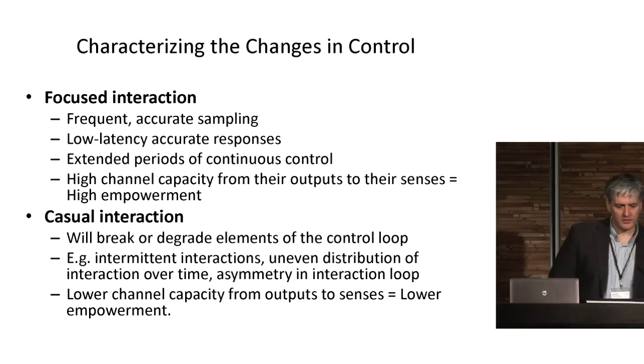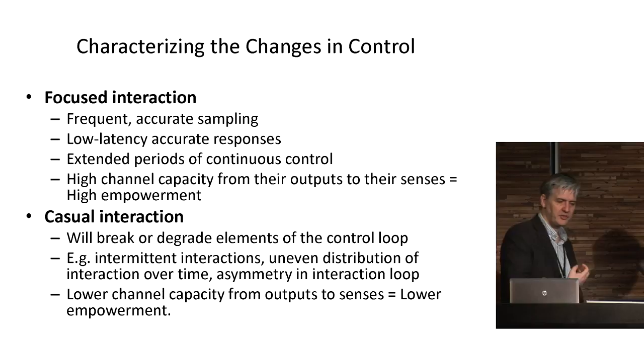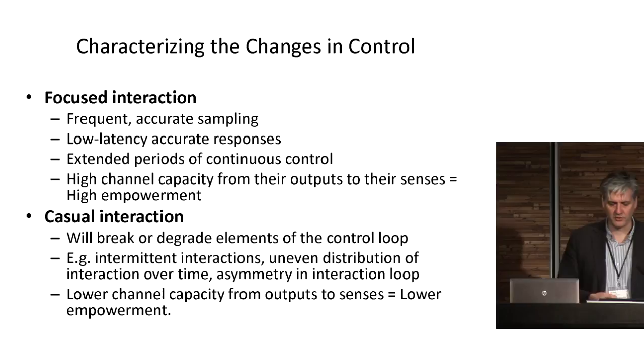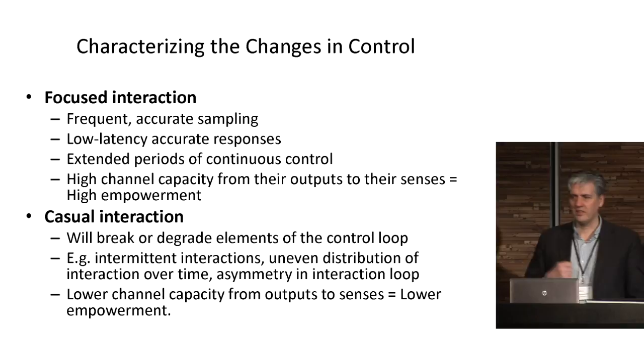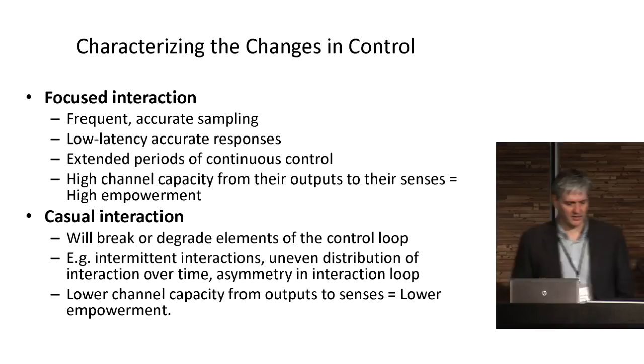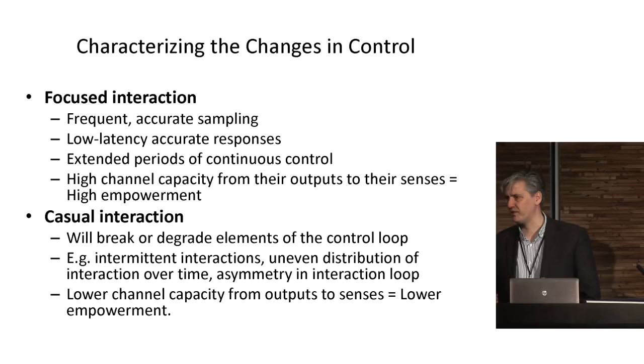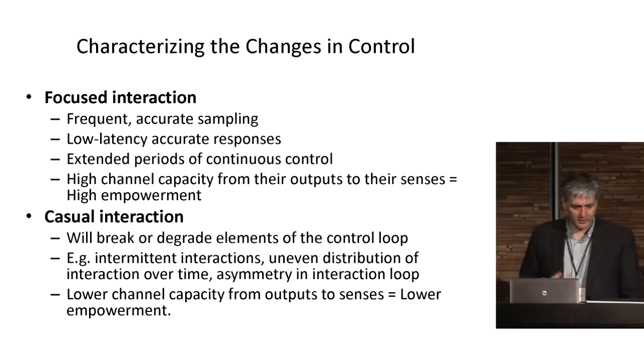So you can characterize these changes as focused and casual interaction. Focused interaction is frequent, accurate sampling, low latency responses, extended periods of continuous control, and a high channel capacity from the outputs to the sensors, so it's high empowerment in the technical sense. Casual interaction is going to degrade elements of that control loop. You might have intermittent interactions, so you're interacting in short bursts over time. You might have an asymmetry in the interaction loop where you can perceive a lot but not act much, or vice versa. And that means that overall you have a lower channel capacity from your outputs to the sensors.